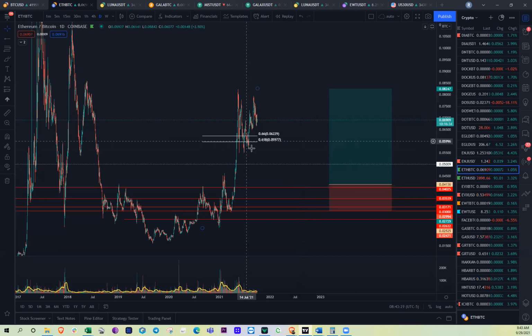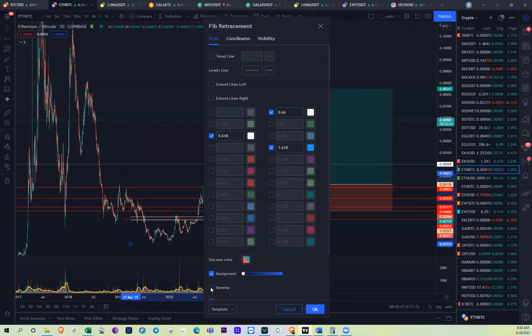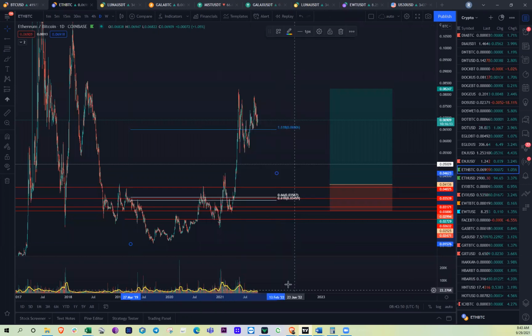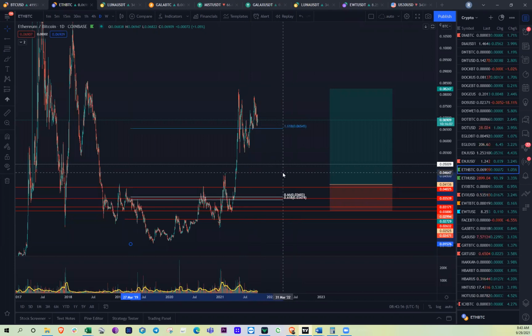And I used the fib level tool. And of course, I didn't use it from there. This was before. That's weird. That is that right there. That's crazy.